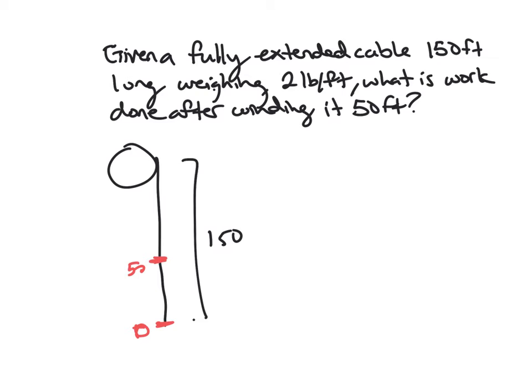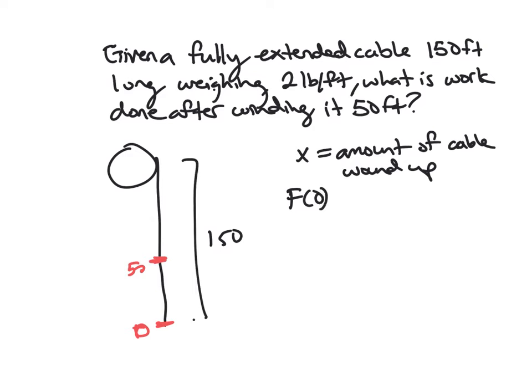How do we compute the work? Well, again, we want to think force times distance, roughly, except our force here is not constant, right? So let's first define a variable. Let x be the amount of cable that has been wound up. Right, so x is going to start at 0 when we haven't wound any of it, and it's fully extended. And then as we wind more, the cable is going to be shorter, and we are going to be requiring less force.